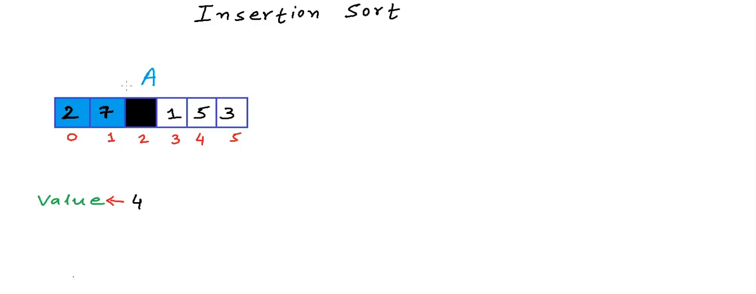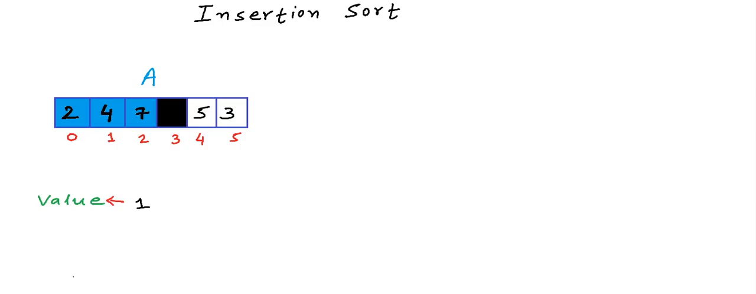Now once again we will shift all the numbers greater than 4 by 1 position to the right. We will do so one by one. We will start at position 1 and see if the number is greater than 4. 7 is greater than 4. So 7 will be shifted to index 2 and the hole will now move to index 1. Now we will look at 2. 2 is not greater than 4. So no more shifting is needed. We will simply put 4 at index 1. And now we are sorted till index 2.